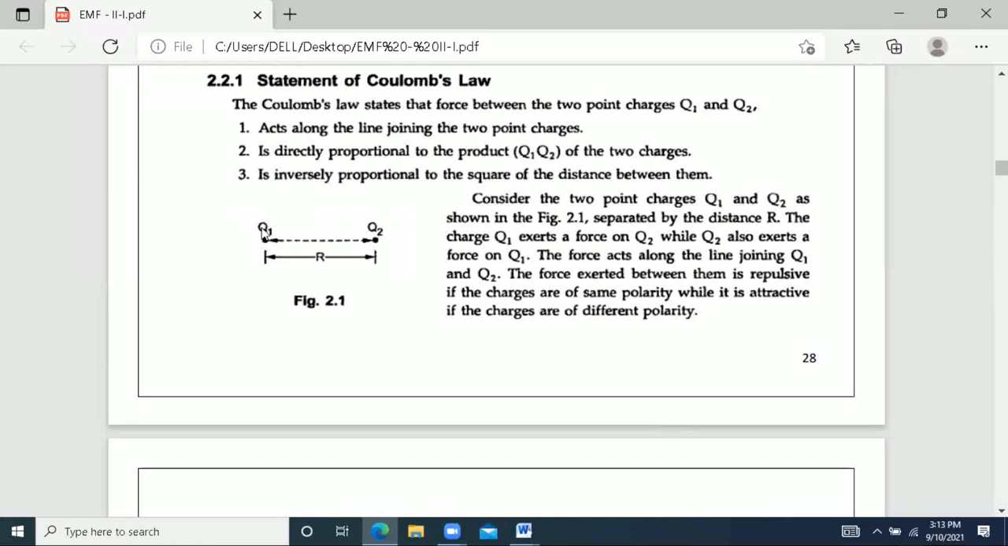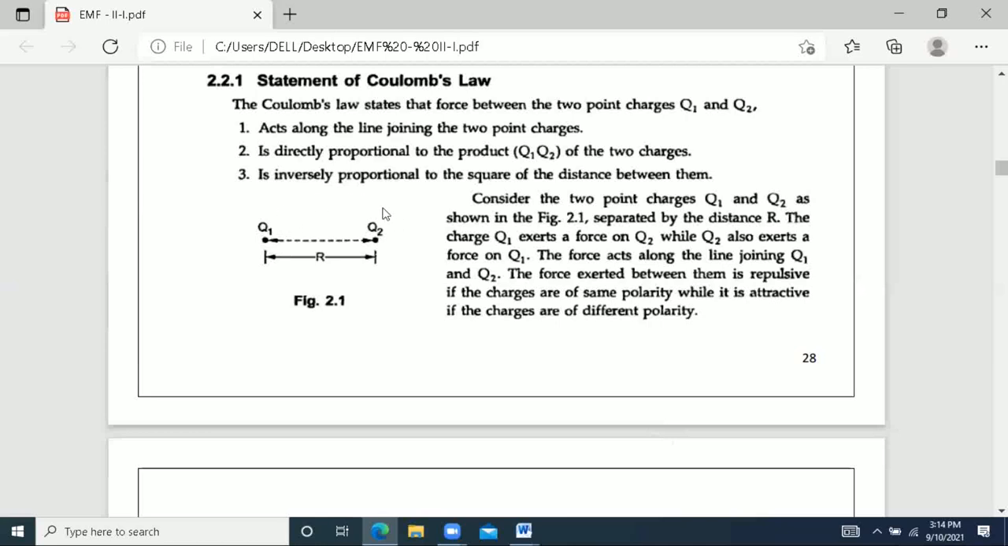If this was a bar magnet with north and south, and this was a bar magnet, north and south, the north poles would repel, right? But the north pole would attract the south pole. I'm saying, just like the magnet, charges are going to affect each other in a certain vicinity.